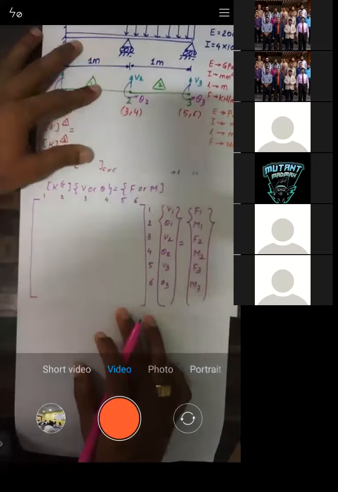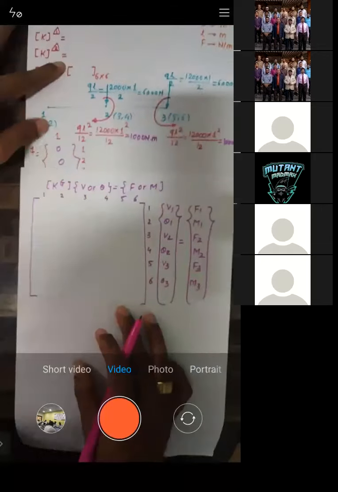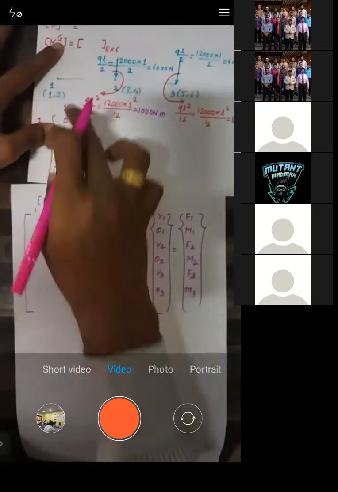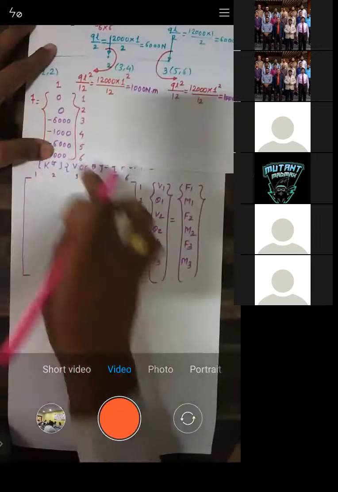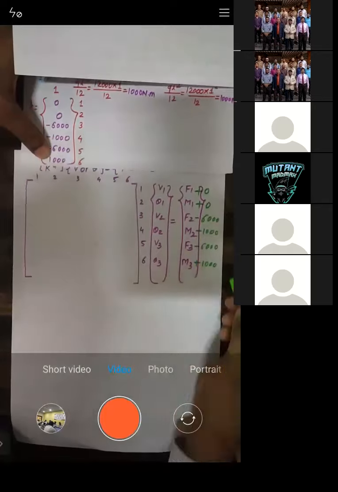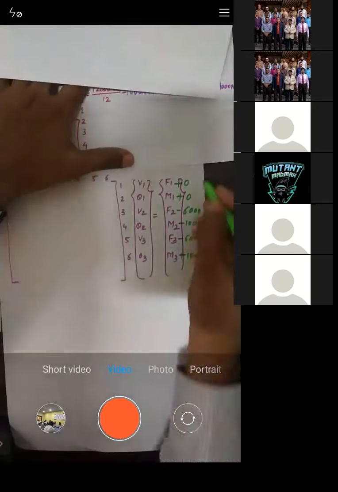Now see, forces and moments we have written, but these are the point loads, and this we haven't considered yet. So we'll combine these two. I'll combine this with this: F1 plus 0, M1 plus 0, F2 minus 6,000, M2 minus 1,000, F3 minus 6,000, M3 plus 1,000. You can see I have combined this.